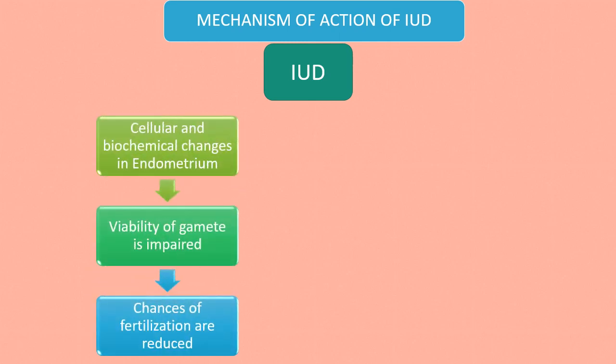Next we will see the mechanism of action of intrauterine devices. First is the first generation intrauterine devices. Due to the insertion of the device, cellular and biochemical changes take place in the endometrium, that is the inner layer of the uterus. Due to these biochemical and cellular changes, the gamete, that is the ovum, cannot survive. If the ovum cannot survive, it leads to failure of fertilization. So no fertilization will take place.